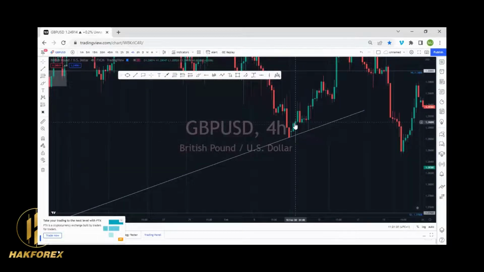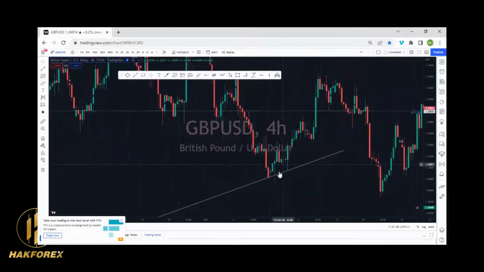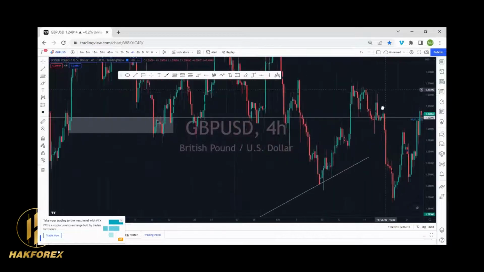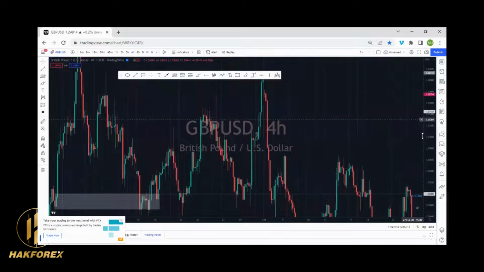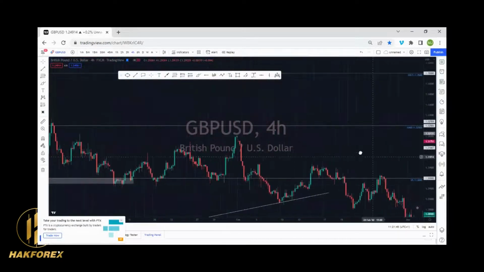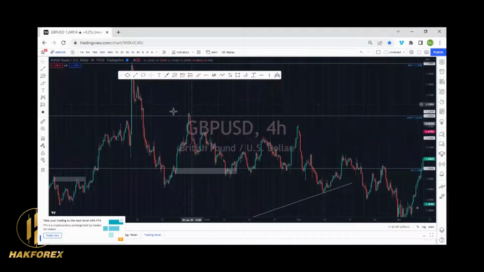Look at a bullish hammer here. Then literally look at what happened from there. The market will keep on going up. Okay, so look at another example here. Look at here, the market is kind of coming down.